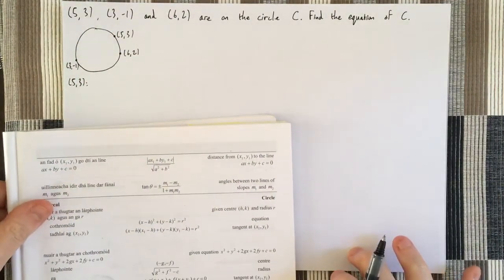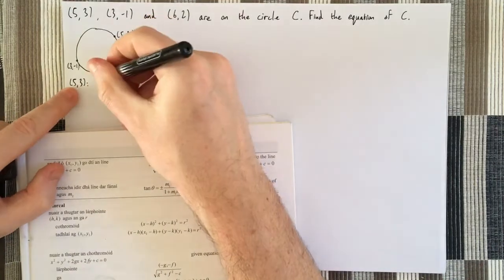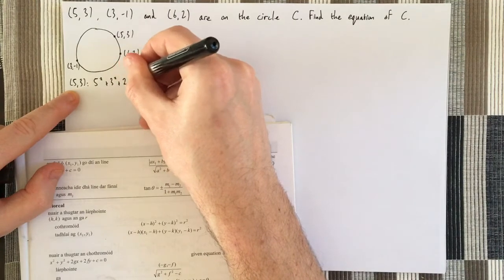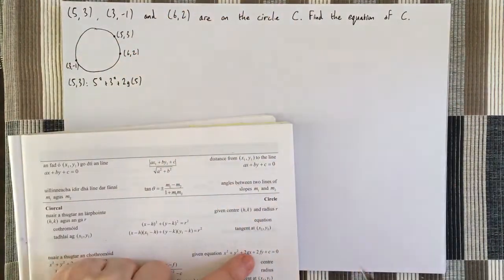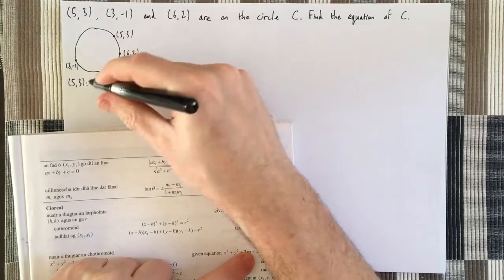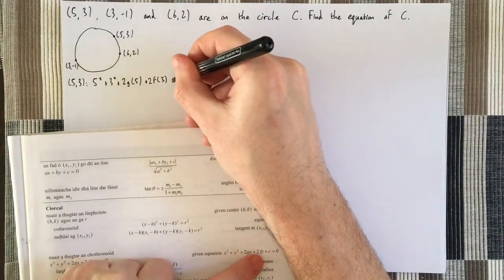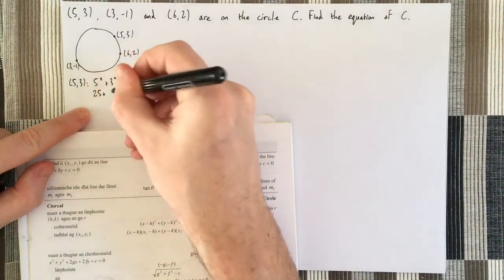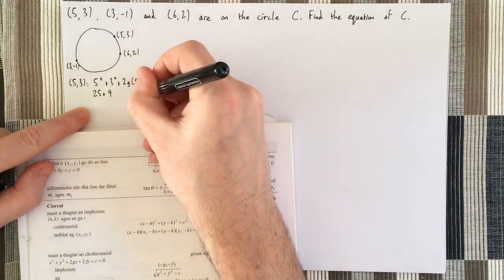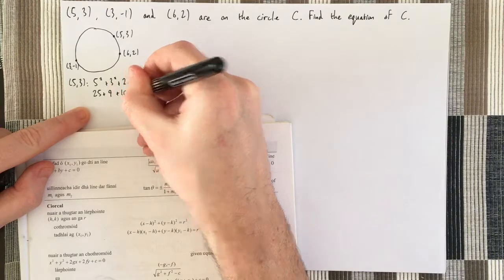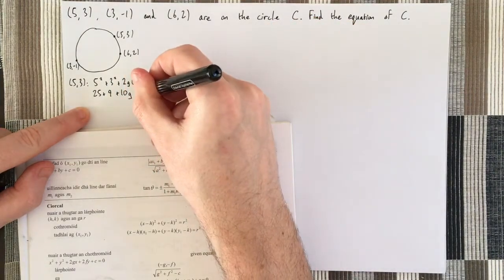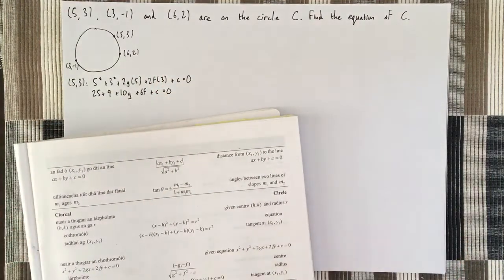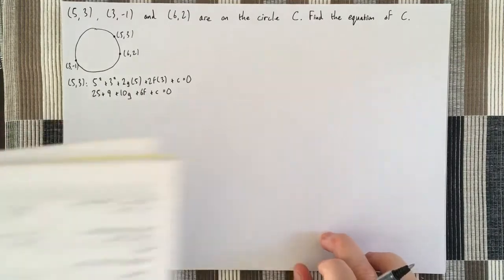So the equation is x squared plus y squared, so 5 squared plus 3 squared plus 2g times x is 5, plus 2fy, so plus 2f times y is 3, plus c equals 0. So 5 squared is 25, plus 3 squared is 9. 2g times 5 is 10g. 2f times 3 is 6f, plus c equals 0. And then, as I said, I'm heading towards a 3-variable simultaneous equation.